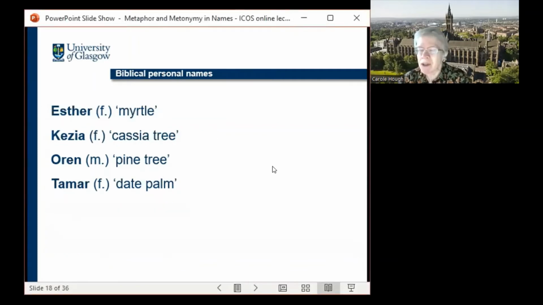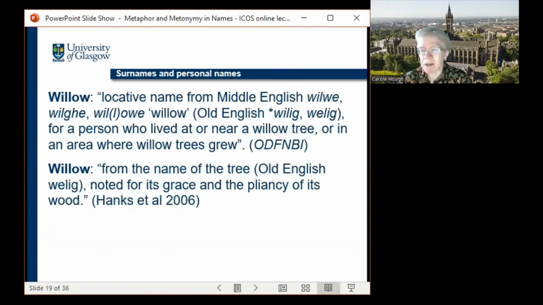A small but interesting group are tree names. These include Esther, myrtle, Keziah, cassia, Oren, pine, and Tamar, date palm. On the one hand, these could originate as toponymic bynames, similar to the surname Willow in the Oxford Dictionary of Family Names that we've just been looking at. On the other hand, they may be metaphorical, similar to the English girl's name Willow, explained by Hanks et al. as from the name of the tree, noted for its grace and the pliancy of its wood.